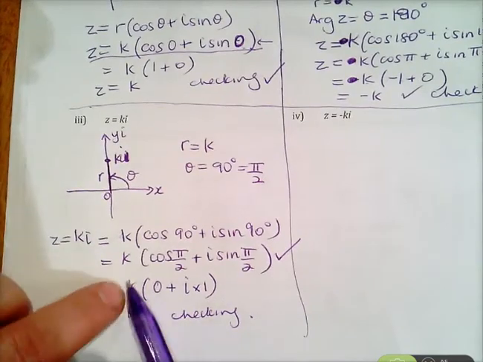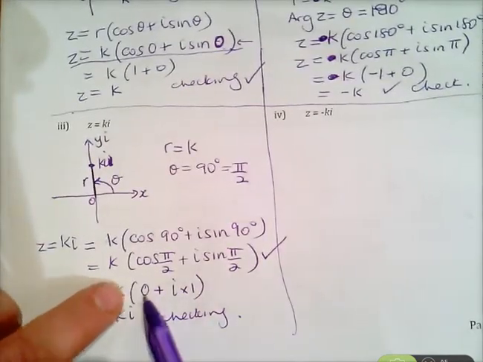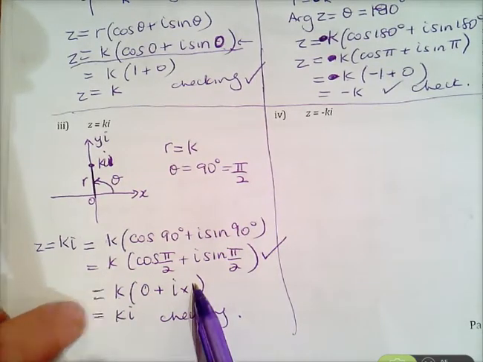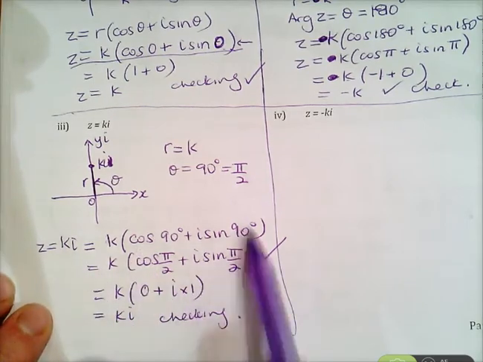So k cos of 90 plus i sine 90. Cos of 90 is 0, plus i times sine of 90 is 1. So we get k times i, which is ki. So therefore that is correct.